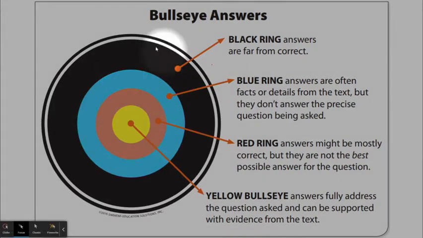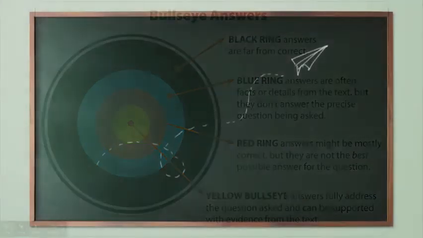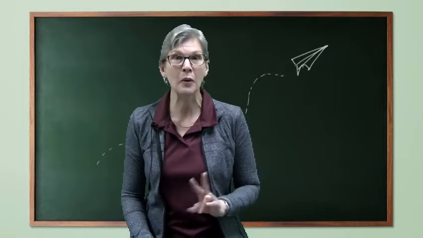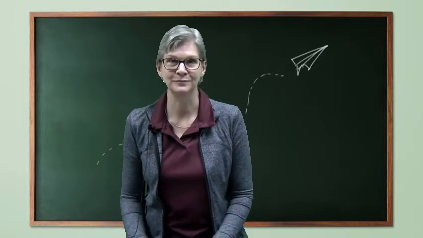After you've eliminated the black ring answer choices and the blue ring answer choices, you're left with two possible answer choices. And this is where it can get really tricky because those red ring answers are mostly correct, but they're not the best possible answer choice. So this is where you're going to have to analyze those two answer choices to see which one is the best choice to answer the question being asked.